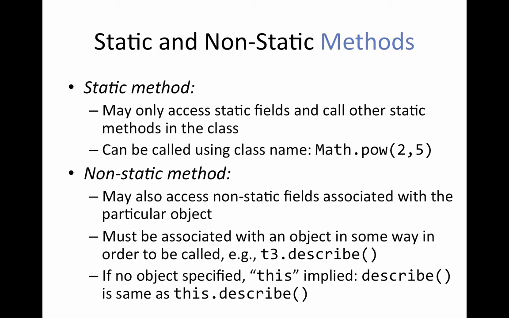What is the object that is implied? It is this object. In other words, the same object that is currently running that non-static method, when we call through that method another instance method, it is that same object's other method that we are invoking. It is the this object's method.